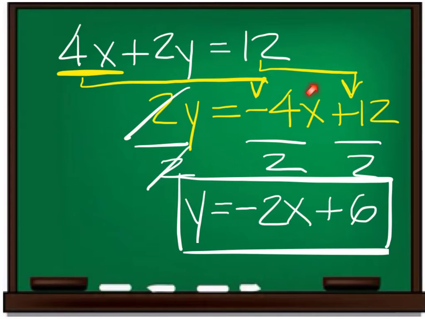If this can't be simplified, you just leave it as a fraction. If it can be simplified, you divide it out.